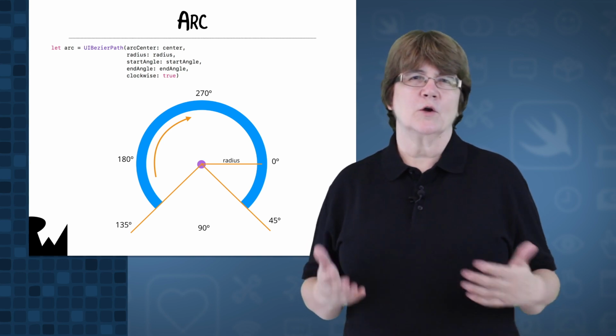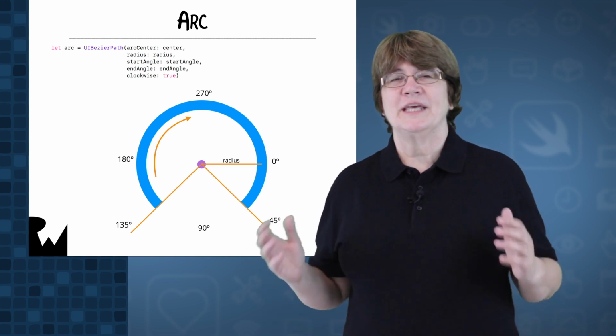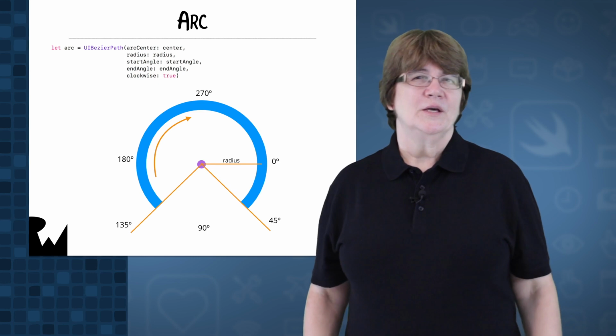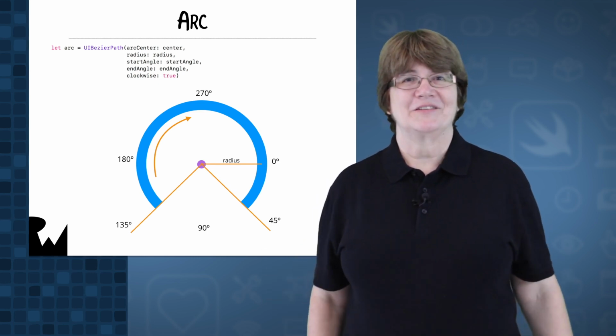If we were to go clockwise from 45 degrees to 135 degrees, we'd get the gap filled in instead of the arc. We'll then put a second arc on top of that one and animate it.